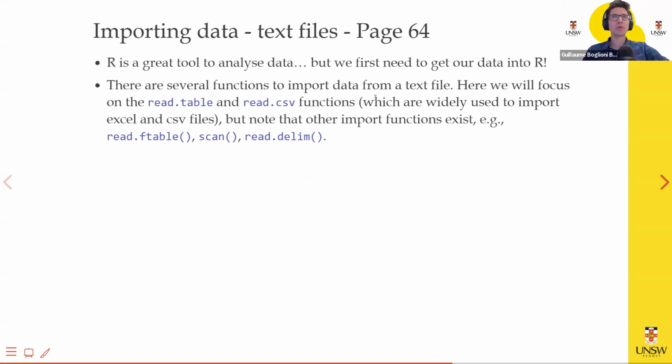Now, there's many functions to import data into R. So here we will present two. read.table, which is the general one, and also read.csv, which is more specific for CSV files. Both of them are widely used to import text files, but I think often it is going to be Excel files or files that have the extension .csv. Just a note that there's many other functions that have slightly different use cases, but here we don't cover them.